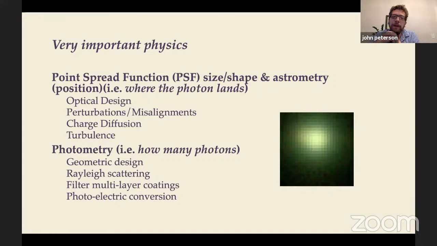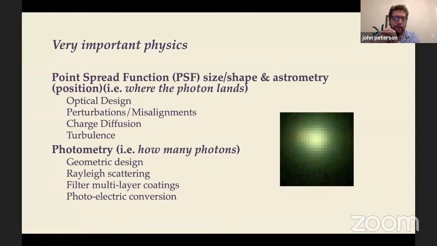And then if you think about the photometry, or in the photon Monte Carlo method, how many photons you get, that mainly depends on the overall design again, Rayleigh scatter in the atmosphere, what the filter is doing exactly, and how that photoelectric conversion works.